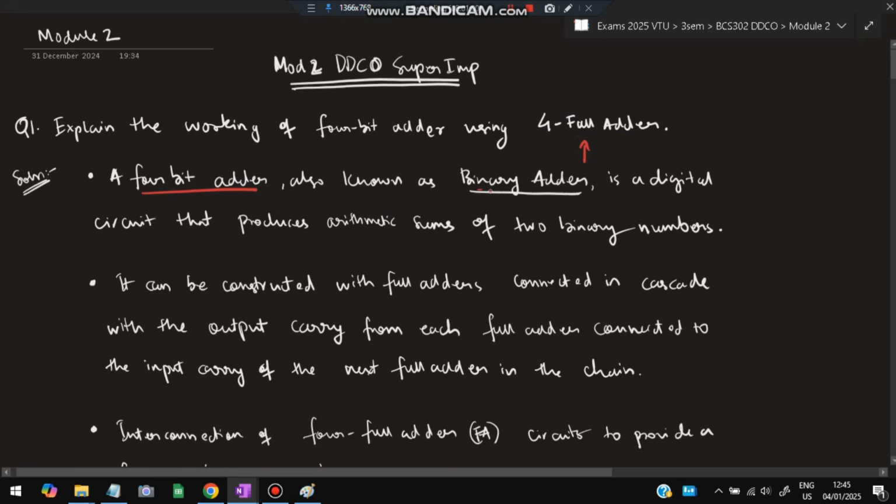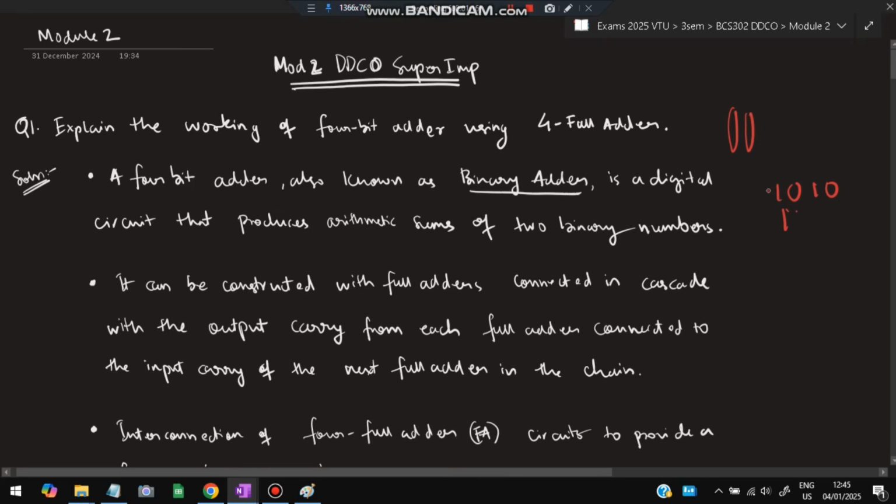A 4-bit adder is also known as a binary adder. What is a binary adder? It is a digital circuit that produces the arithmetic sum of two binary numbers. Let's take two binary numbers 101 and 110. The sum will be calculated bit by bit like this, so for the 4 bits it will calculate.